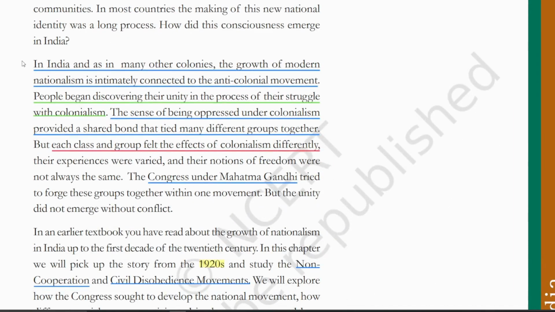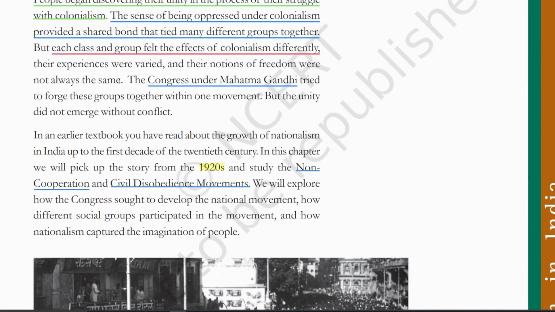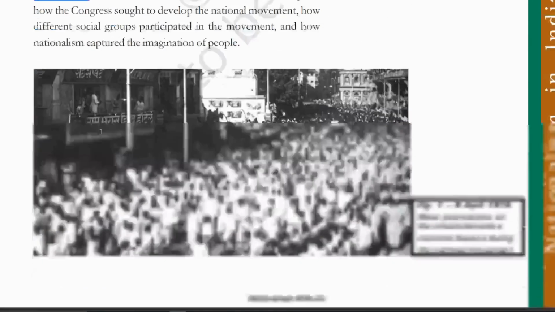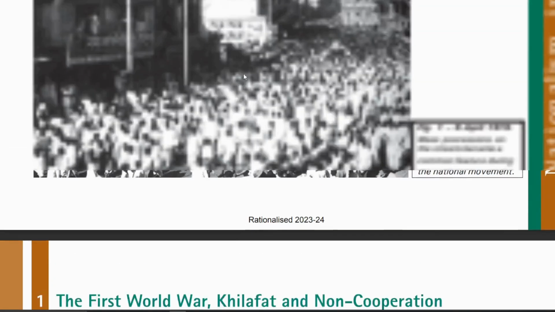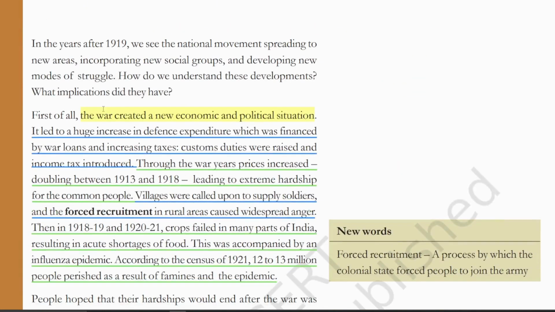Basically, the first page talks about how colonialism hit each class and group differently. There's nothing much to remember from the first page, it's only understanding. Something important is that it's just the beginning of non-cooperation and civil disobedience. This is a picture. Please do check all the pictures while reading NCERT. You'll get the link of the underlying PDF in the description.